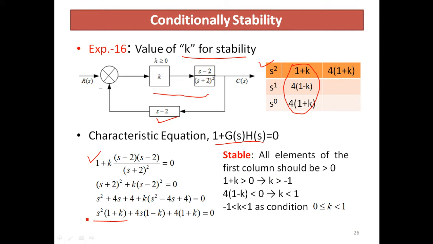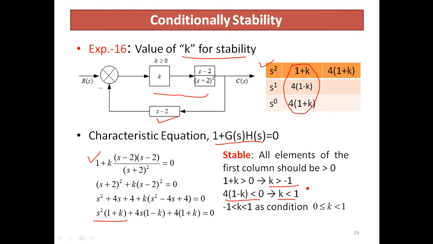So if 1 plus k is greater than 0, that means k is greater than minus 1. If this factor is there, then k is less than 1. So your two conditions are there, that is k is greater than minus 1 and k is less than 1.